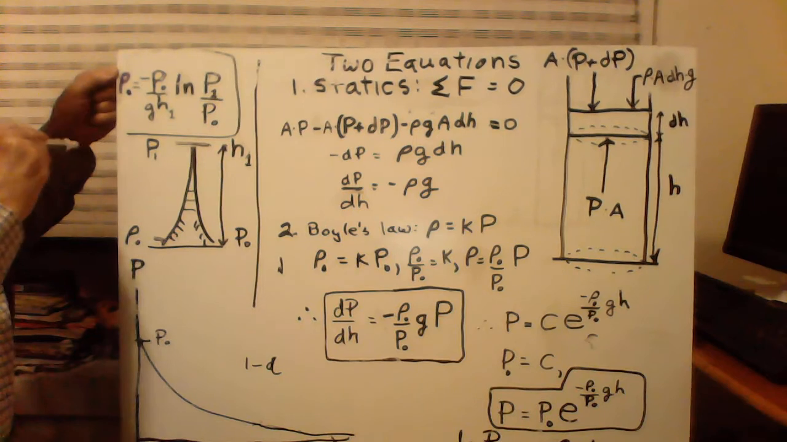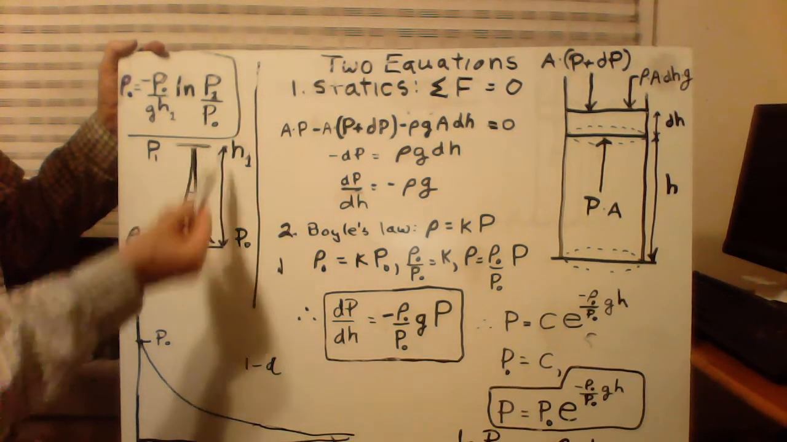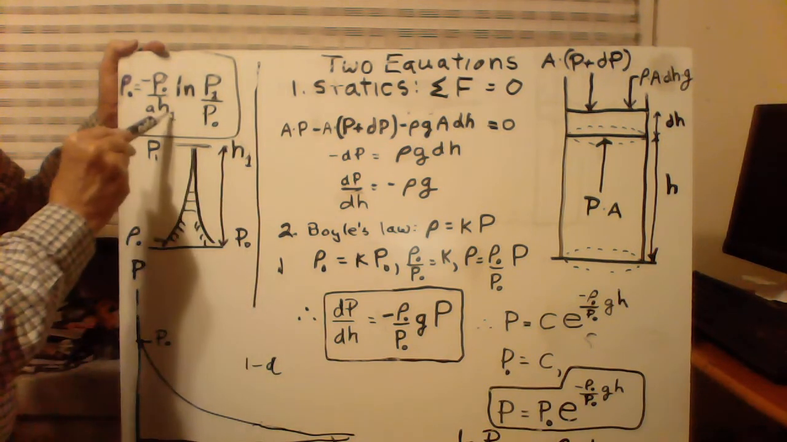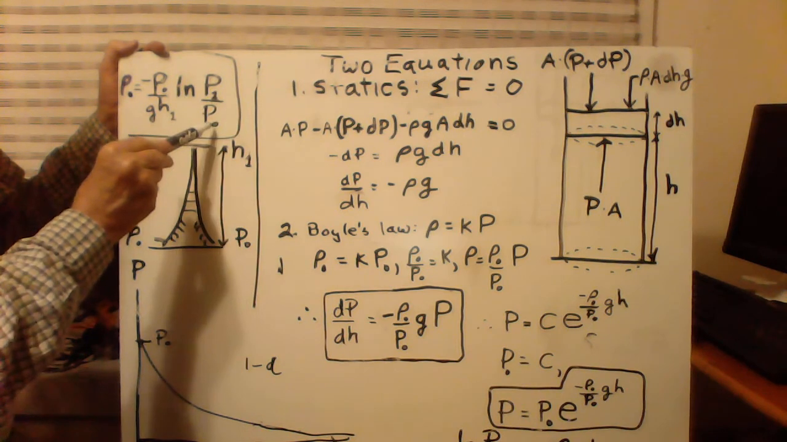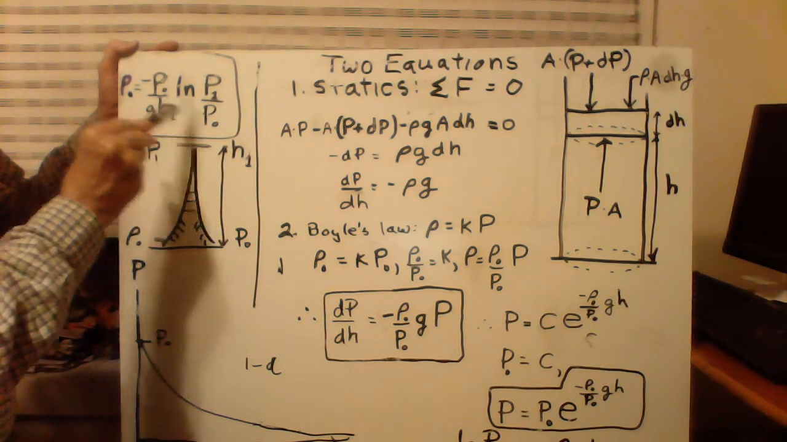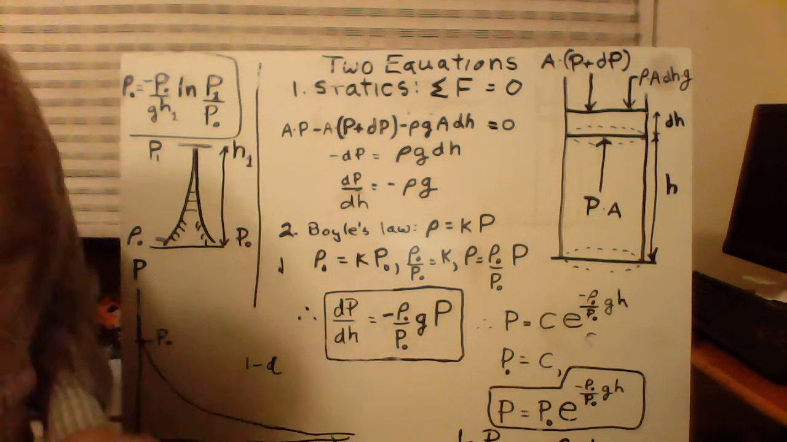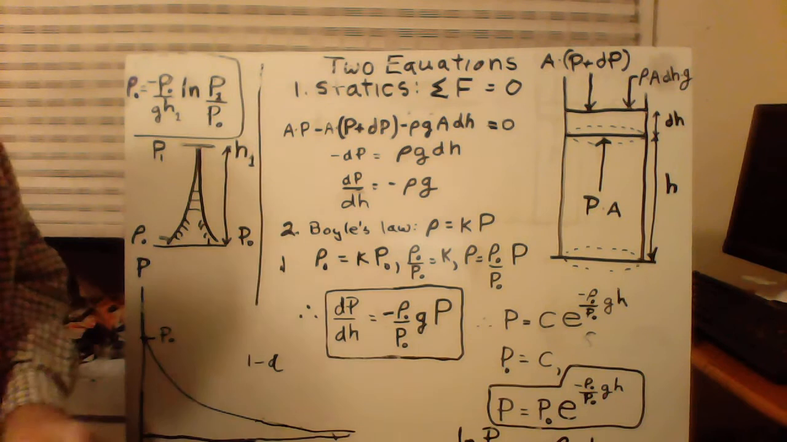We're trying to solve for this, so we have to measure the height of the Eiffel Tower, the pressure at the base, which would be P sub 0, and the pressure P sub 1 at the top. And this formula will yield a number which will finally give us the density.